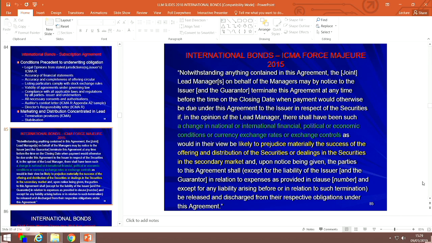And then, what should these changes in international, financial, political, or economic conditions do? They must, look at the yellow bit, be likely to prejudice materially the success of the bond issue, the offering, and distribution of the securities. But equally importantly, dealings in the secondary markets of the bonds. So if any of these things is likely to affect not just the issue of the bonds in the primary markets, but could also potentially jeopardize trading of the bonds in the secondary markets.